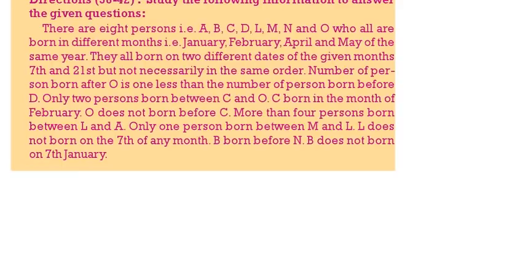More than 4 persons are there between L and A. Only 1 person is there between M and L. L does not born on 7th of any month. B is born before N. B was not born on 7th January. So this is the puzzle.